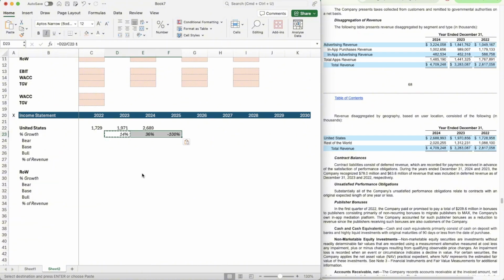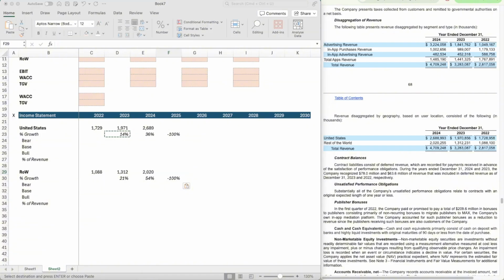Then just pull that across. We do the same for down here. Let me just pull the formatting to it. There we go. 1088.100, 1312.231. There we go. Okay, let's pull up the.